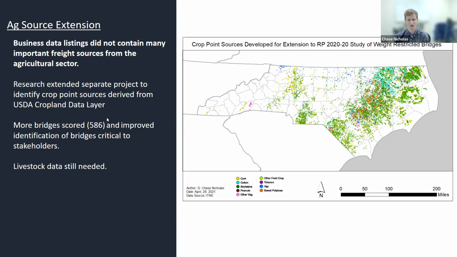This is built off the USDA cropland data layer, which is a public data resource I'll show in just a minute. And we had many more bridges identified as being critical in some form or another in this research extension. And we also were able to improve identification of bridges that were considered critical to division bridge officials. However, we'd still like to extend this research with livestock data. So we have the first part of the research, which is business focused. So where are trucks traveling from those businesses that are freight dependent? And then we have this extension that's more agricultural crop source focused. And both of these parts of the research are reflected in the web app.